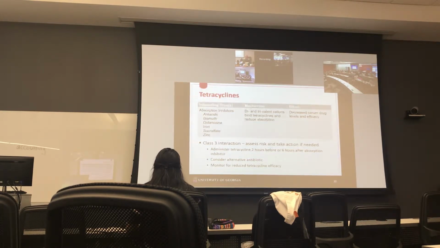How we deal with this interaction is the same as with fluoroquinolones. So we can separate the binding agents from the tetracyclines, give the tetracycline 2 hours before or 6 hours after the binding agent, use an alternative antibiotic, use an alternative binding agent, and monitor for reduced efficacy.